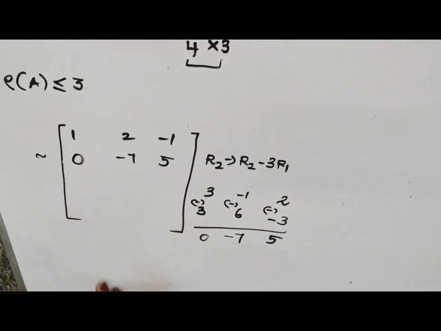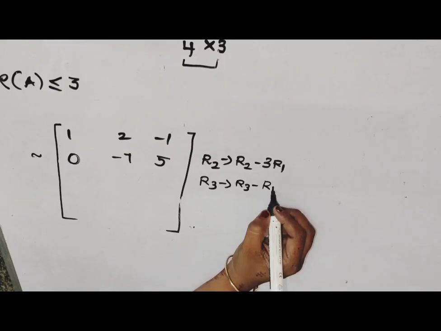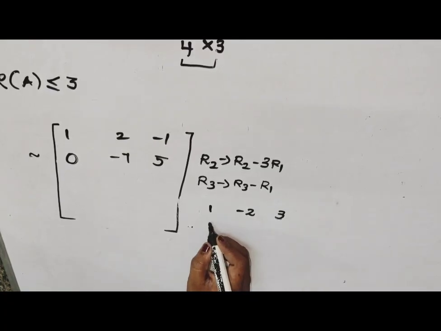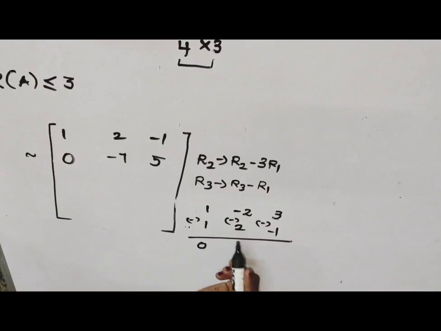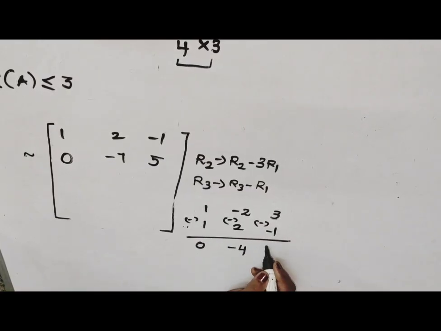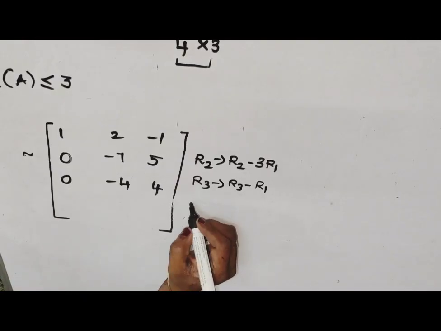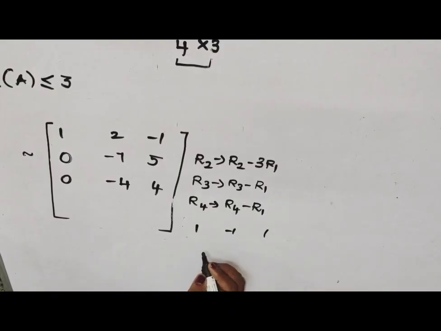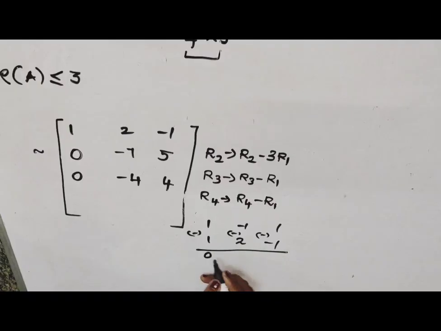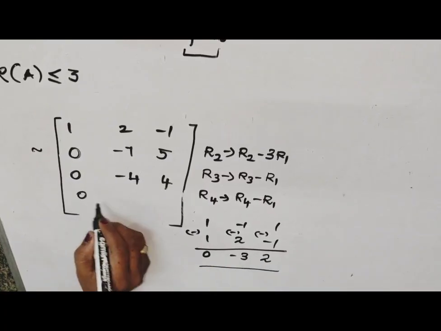Similarly I have to make this place 0. Therefore R3 implies R3 minus R1. So R3 is 1 minus 2 3, and R1 is 1 2 minus 1. 1 minus 1 is 0, minus 2 minus 2 is minus 4. Minus and minus become plus: 3 plus 1 is 4. Therefore 0 minus 4 4. Similarly we have to make this place 0. For that R4 implies R4 minus R1. R4 we write as it is: 1 minus 1 1. R1 also as it is: 1 2 minus 1. We have to subtract. 1 minus 1 is 0. Minus 1 minus 2 becomes minus 3. Minus and minus become plus: 1 plus 1 is 2. So it is 0 minus 3 2.